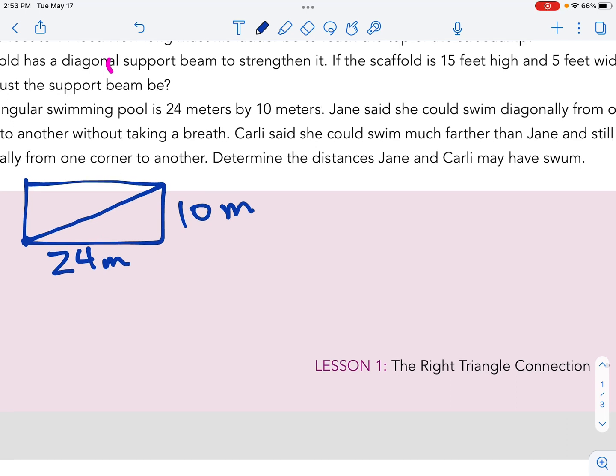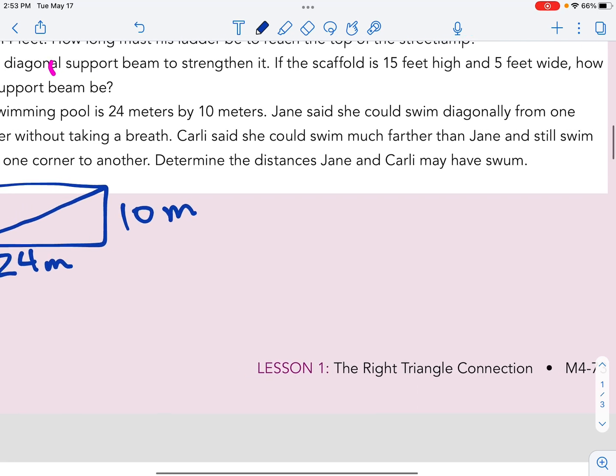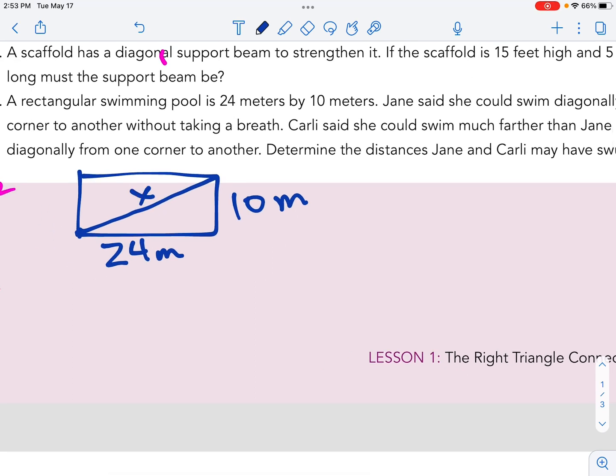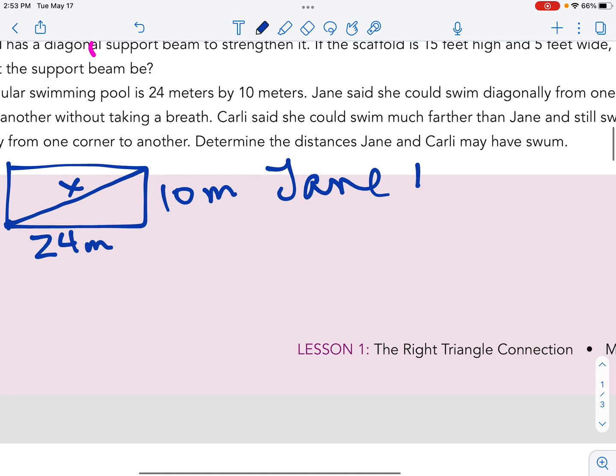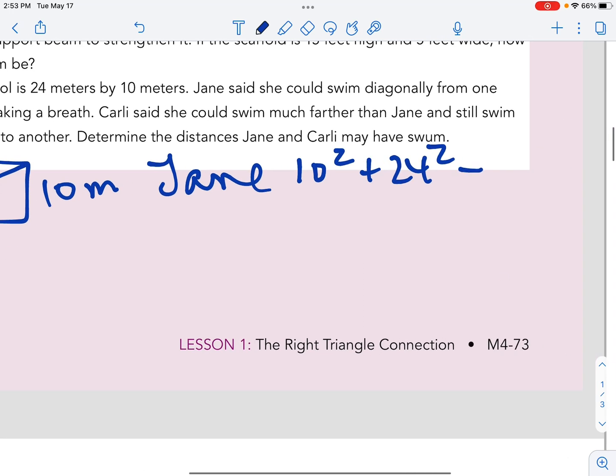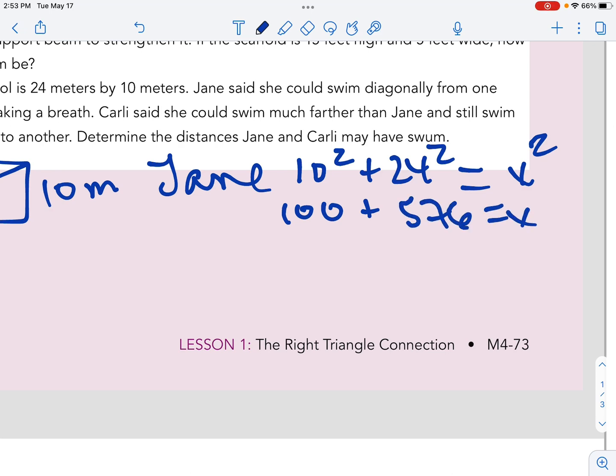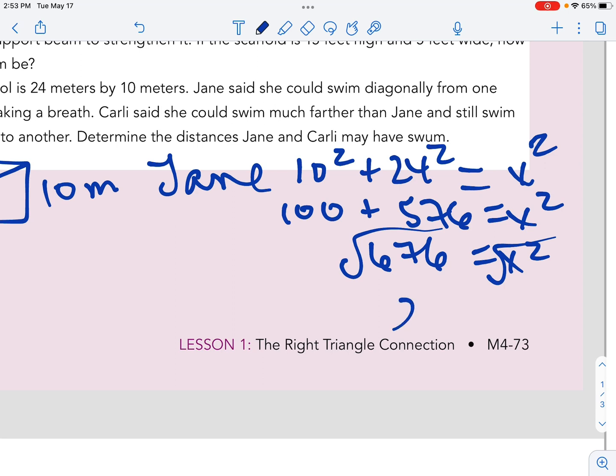Okay, so Jane is going to swim diagonally. So we're going to do Jane first. That means I'm going to take 10 squared and add 24 squared, and that's going to equal x squared. So that's 100 plus 576 equals x squared. So that's 676, equal to x squared. I take the square root, and I get 26 meters is equal to x. So that's how far Jane went.